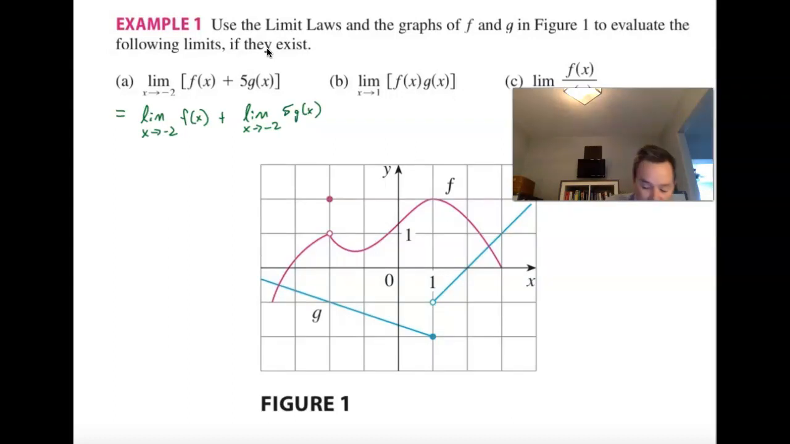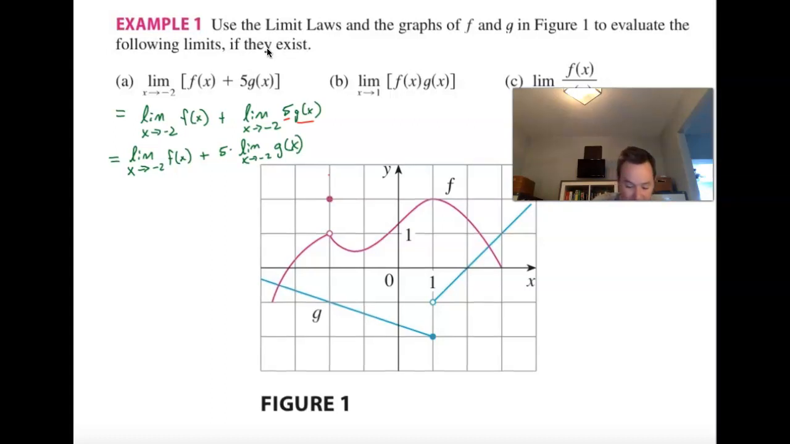But I can take that one step further, right? For the second term in our sum, there's another limit law in play. I have a constant times my function. So there was a limit law that says, oh, okay, well, you can just multiply the constant times the limit of the function.